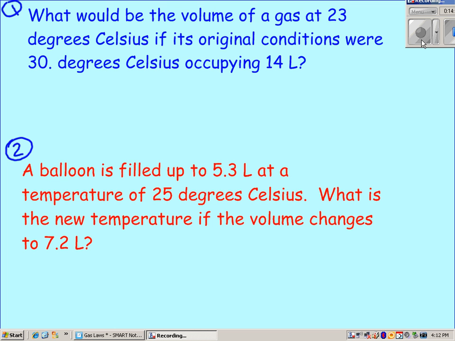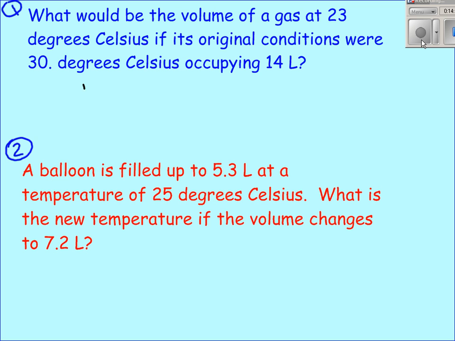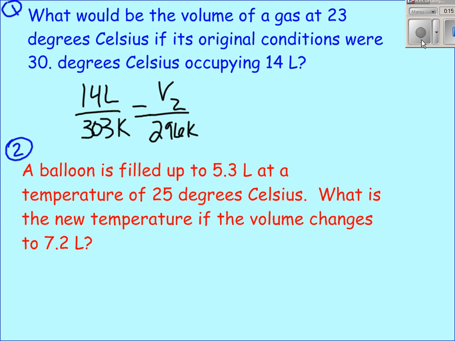Let's make sure that we have the setup correct for each one. For the first one, your setup should be 14 liters over 303 Kelvin is equal to V2 over 296 Kelvin. If we take 296 times 14 divided by 303, we get, with the correct number of sig figs, approximately 14 liters for our final answer.